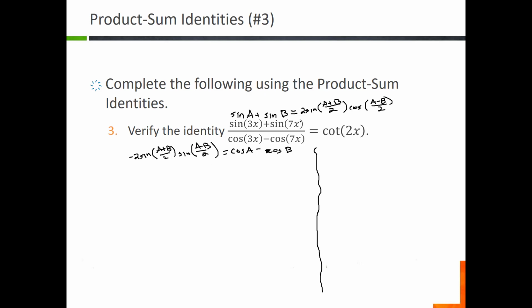Okay, so we're just going to use those two identities. So let's start with the sine of 3x plus the sine of 7x. In this case, the 3x is our A and the 7x is our B. So we could rewrite this as 2 times the sine of 3x plus 7x all over 2 times the cosine of 3x minus 7x all over 2. And that would be divided by a negative 2. So we're going to do the cosines now. Cosine of A minus B turns out to be negative 2 times the sine of 3x plus 7x over 2 times the sine of 3x minus 7x over 2.